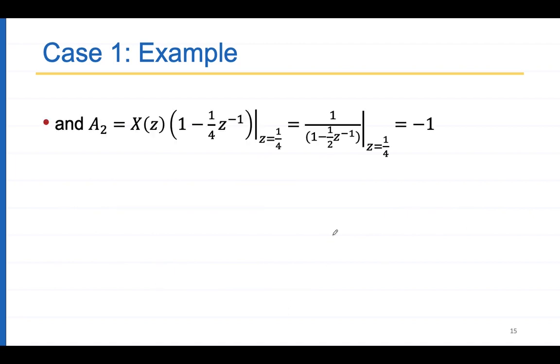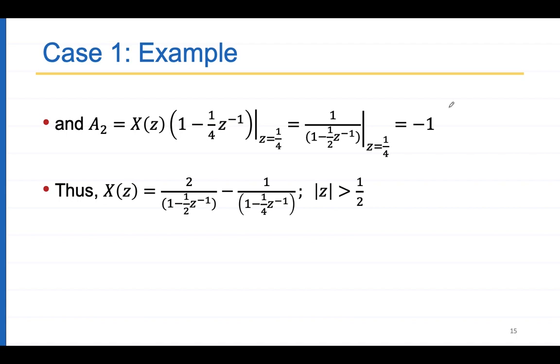Now let's see the other term, a2. a2 is X(z) times 1 minus 1 upon 4 z inverse when z is put equal to 1 upon 4. Now the a1 term will get cancelled, so this is what you get. You get minus 1. Now you substitute back the values of a1 and a2 and you get X(z) represented as 2 upon this term minus 1 upon this term. You can verify it by taking the denominator common and solving, and you get the same form of X(z). But now the advantage is that you can take the inverse transform of each of these terms, and that will give you the inverse transform of X(z).